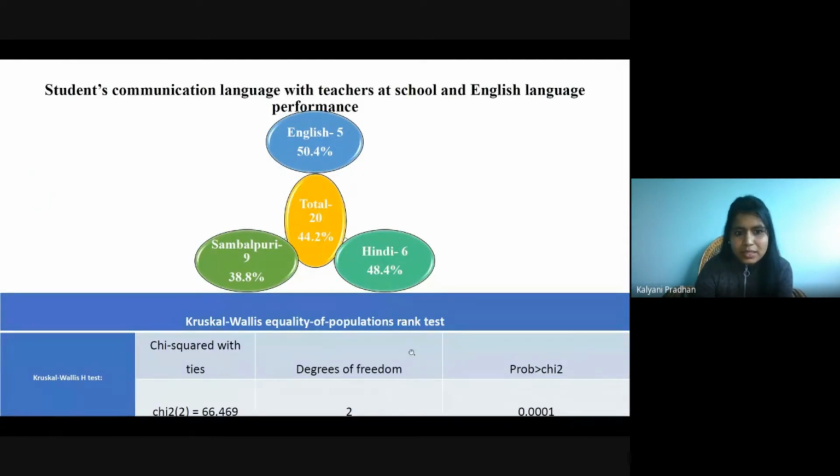Here I give another table: student communication language with teacher at school and English language performance. Five students agree that they communicate with the teacher in English and they get an average mark of 54.4%. Those who speak in Sambalpuri get 38.8%, and those who speak in Hindi get 48.4%.